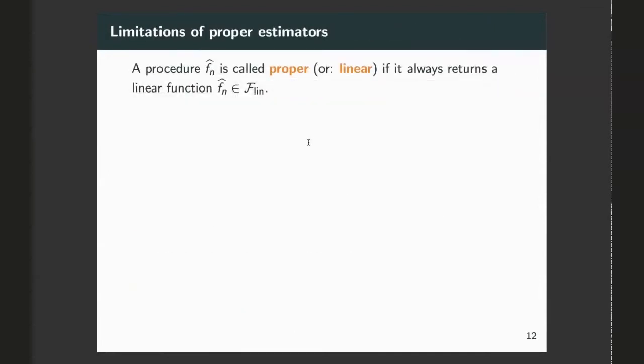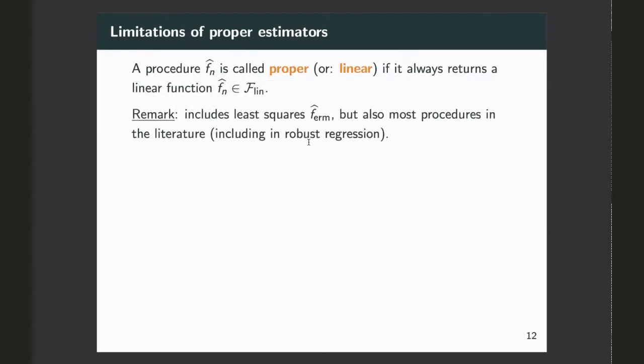Okay, so I will start by considering a class of estimators, which is a natural class. I will say that the procedure is proper or linear if it always returns a linear function. So I want to compete against the best linear function, and so it's actually natural to return a function in the class I try to approximate. And many procedures are like that. This includes the least squares, but also many of the procedures in the literature, including the ones I mentioned before. So the robust ones, they return linear functions.